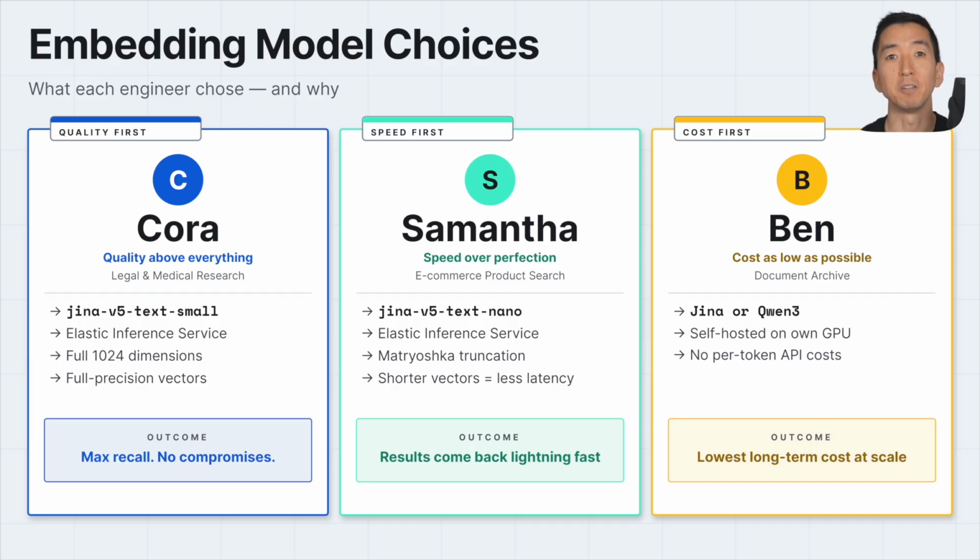Ben does his research and finds that self-hosting is the way to go, with the lowest long-term costs. He evaluates the Jina v5 small model through the Jina API and then decides between an on-prem deployment with a license from Elastic or an open-weight model like a Qwen model, which might not perform as well, but would lead to lower costs.